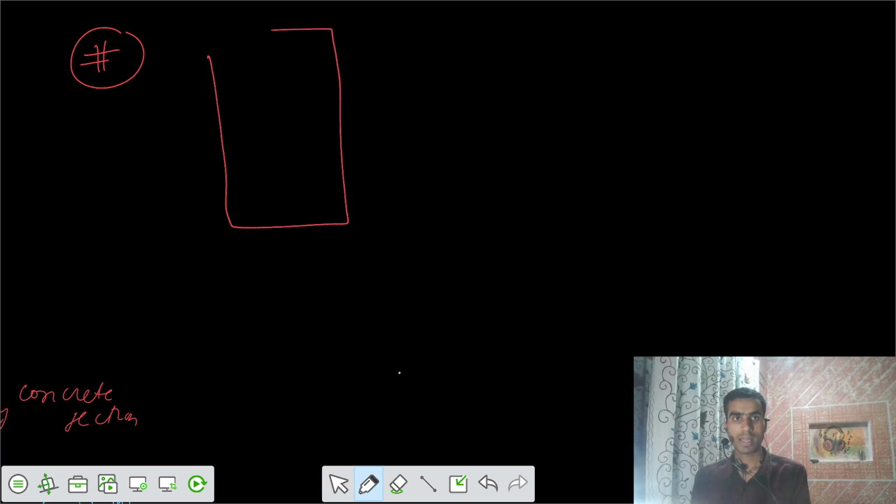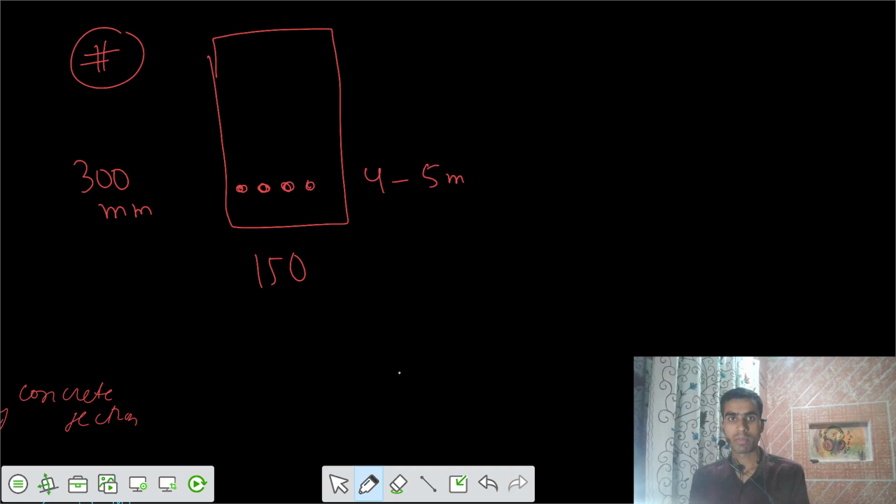So our cross section has a width of 150 millimeters and depth of 300 millimeters, and we have placed 4 bars of 5 mm diameter. So the eccentricity of those bars, that means the P force is acting at some eccentricity from the neutral axis, that's 100 millimeters.